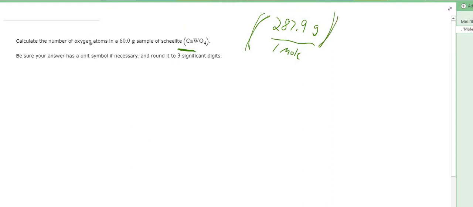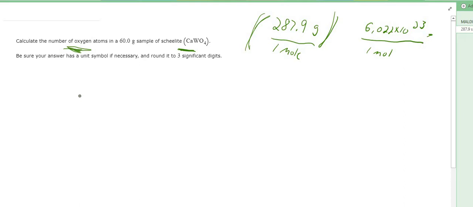When I see something that says calculate the number of oxygen atoms in this sample, then I know I'm going to have to also use Avogadro's number, which tells me that there are 6.022 times 10 to the 23rd anything in 1 mole of anything. In this case we're looking for atoms, so there's 6.022 times 10 to the 23rd atoms in 1 mole. Okay, so let's see if we can use these conversion factors.